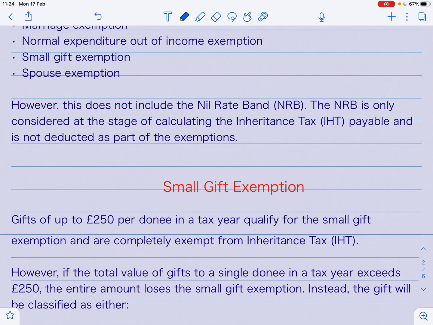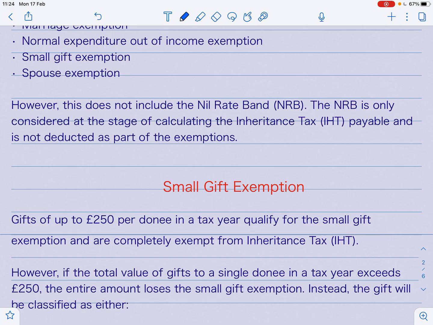Okay, but there's another thing I need you to know, which is the nil rate band of £325,000. So in a tax year, especially going by the Finance Act 2023, you have £325,000.